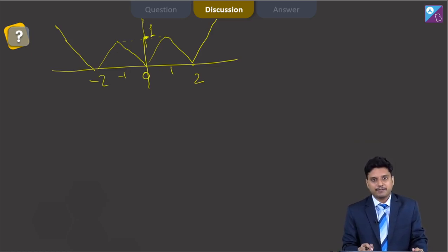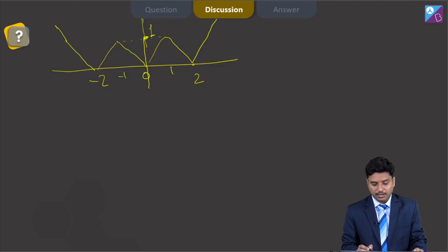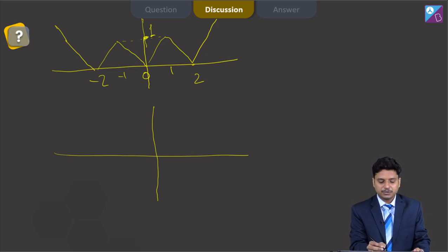Suppose we have to find g of 0.5. According to the definition, we have to vary this t from 0.5 to 1.5, and in between 0.5 and 1.5 I have to find the maximum possible value of f. Suppose I am to draw this g(x) graph. What will be the situation?